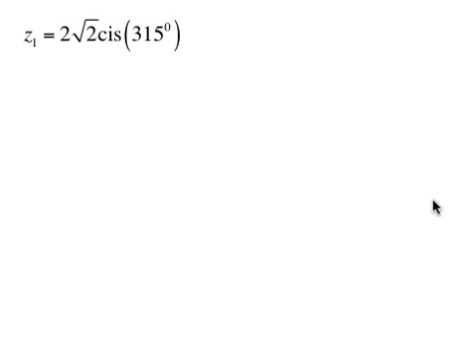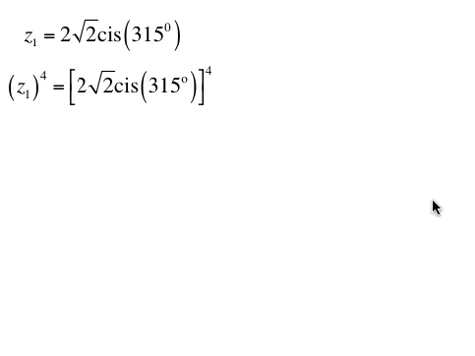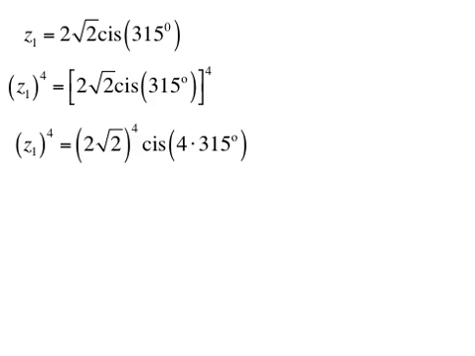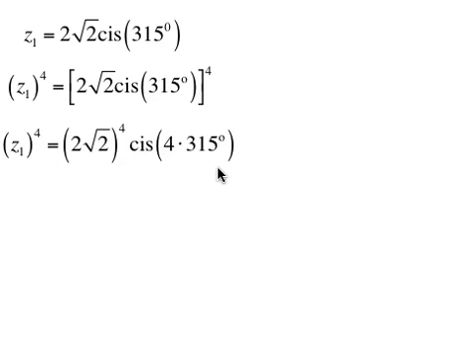Here we have z1 is 2 root 2 cis 315 degrees. And I want to take z1 to the 4th power, which is going to require us to take the absolute value to the 4th power, and then 4 versions of 315 degrees. So we'll get 2 root 2 to the 4th power, cis 315 times 4. Now, what is this? 2 to the 4th is 16. Root 2 to the 4th is going to take some work, but that's root 2, which is 2. Root 2 is another 2. So root 2 to the 4th is just 4. 2 to the 4th is 16. Cis 4 times 315 degrees.